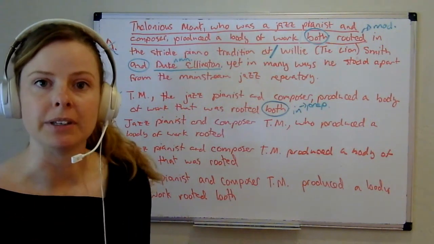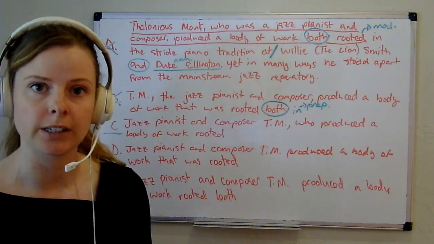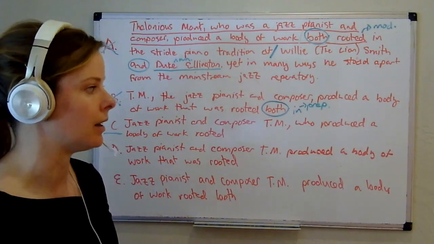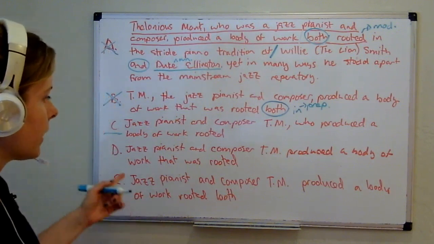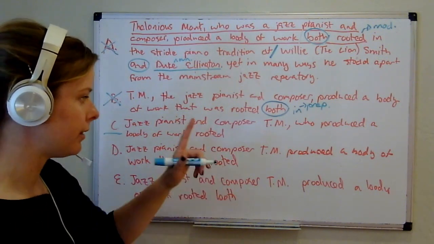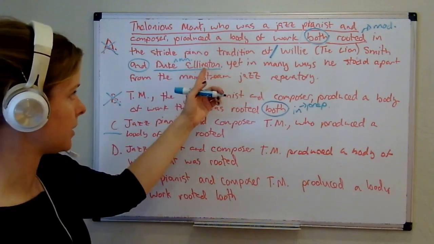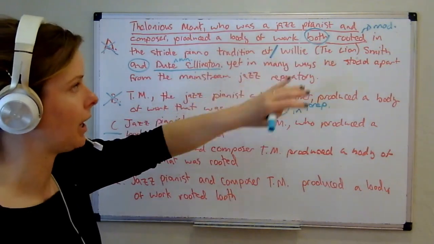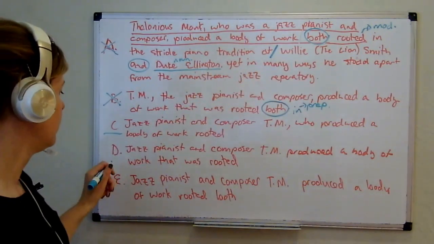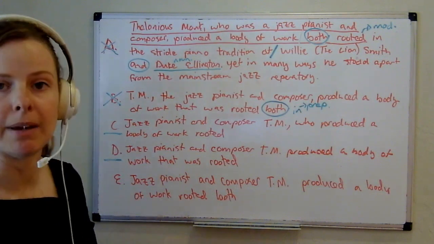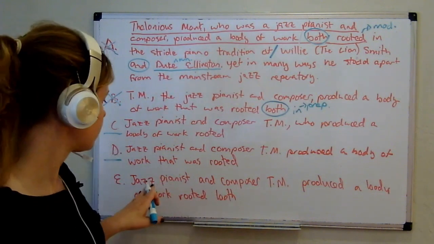Now, there might be other issues with C. We'll come back to it at the end. But just to start with making as many eliminations as possible based on parallelism, let's continue. In D, again, we don't have the word both. We're free to choose what's parallel to what. And we'll just choose that same exact thing, right? Where Duke Ellington is parallel to Willie the Lion Smith. So for right now, let's keep D in and see if we can make an elimination on E.